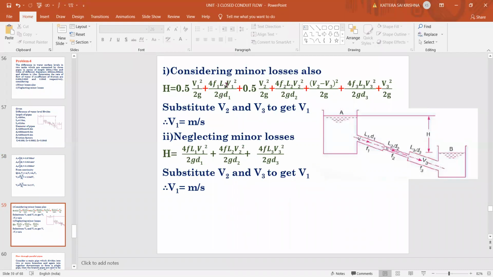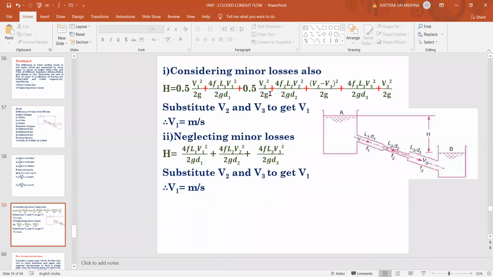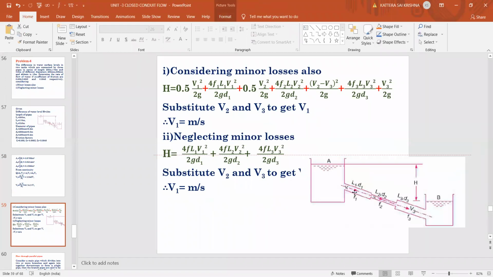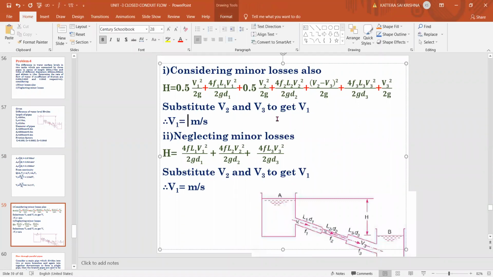That is F1 is given, L1 is given, except V1. In place of V2, you'll write again this value. So it is a very big calculation. Please do it slowly, and at last you will get V1 in meter per second. Can you solve that and tell me?